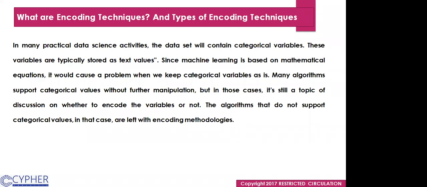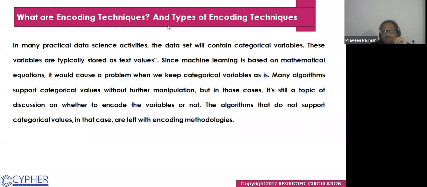What are the encoding techniques and types of encoding techniques? In many practical data science activities, the data set will contain categorical variables. Sometimes the categorical variables are like placebo and treated, which we have seen in our previous session, and some, marked, and none. These are categorical variables. These variables are typically stored as text values. Since machine learning is based on mathematical equations, most machine learning models, not all, need numbers. In the decision tree there is no requirement, but in linear and logistic regression there is a mathematical model. So it would cause a problem when we keep categorical variables as is.